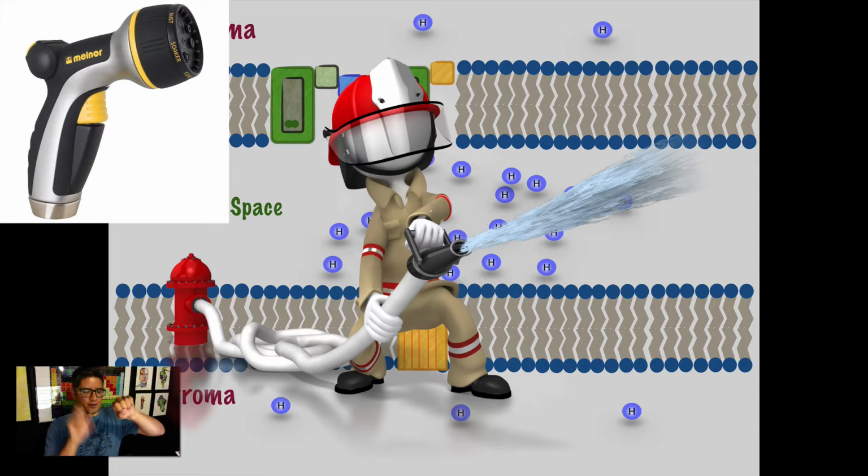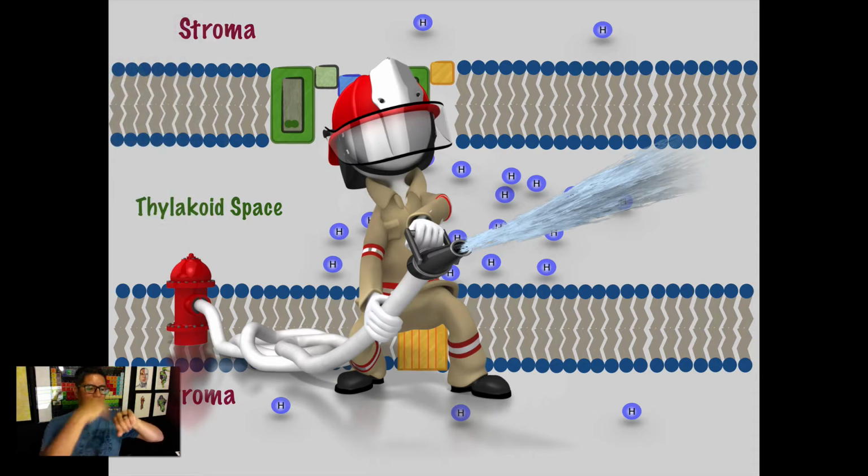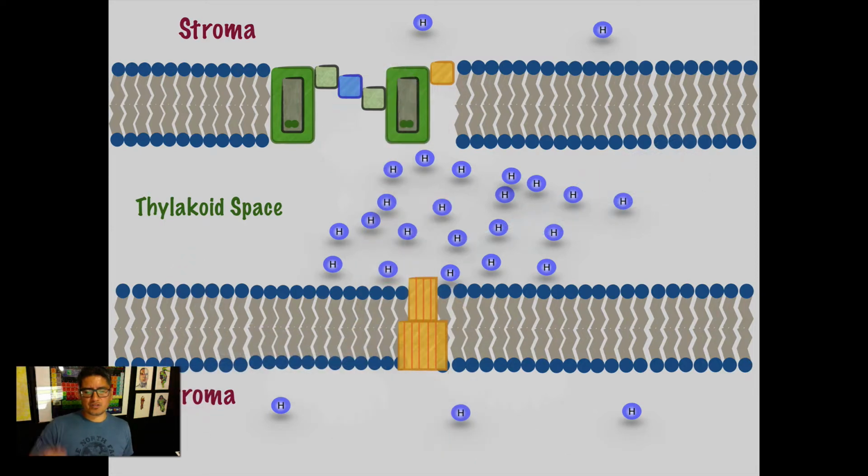On the water hose side, there is a pressure gradient. There's a buildup of pressure that wants to get released. And on the opposite side of that mechanism, there's less pressure, so that's why the water will go out in the outward direction. Likewise here, we have a pressure gradient in the thylakoid space, and it wants to get released. And it will do so through a molecule called ATP synthase, which we'll go into a little bit more detail later on in the video.